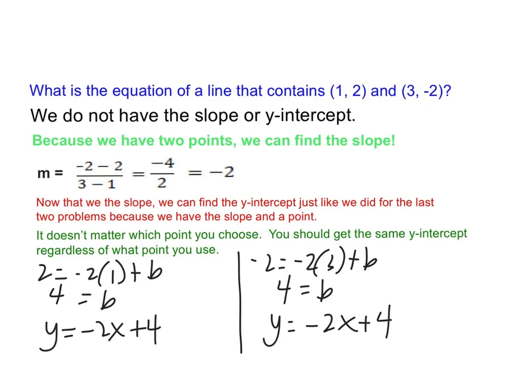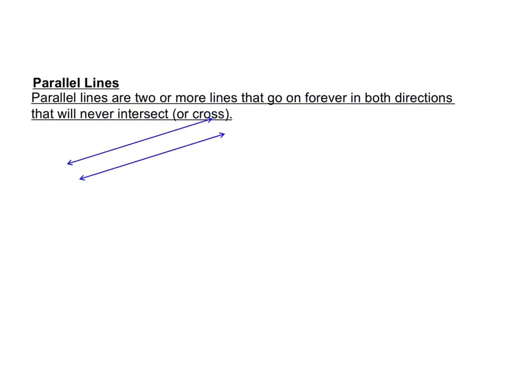All right, next we've got quite a few more things to look at. So that's the easy part out of the way. Okay, within slope and equations, we have intersecting lines sometimes. You can have parallel lines, you can have perpendicular lines. Okay, and we're going to talk about all of that now. So parallel lines, again, write down what you need to. If you understand what parallel lines are, then you don't necessarily have to write this down. Parallel lines: two or more lines that go on forever in both directions that never intersect or cross.